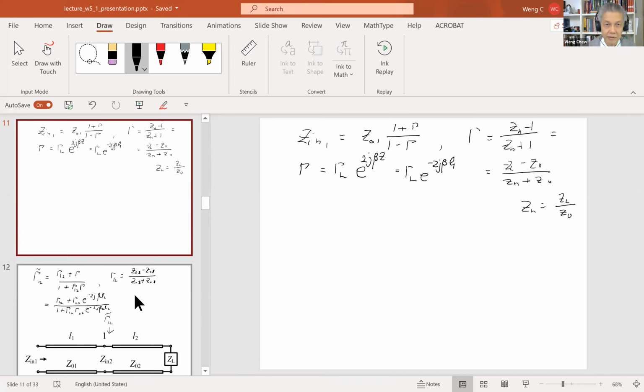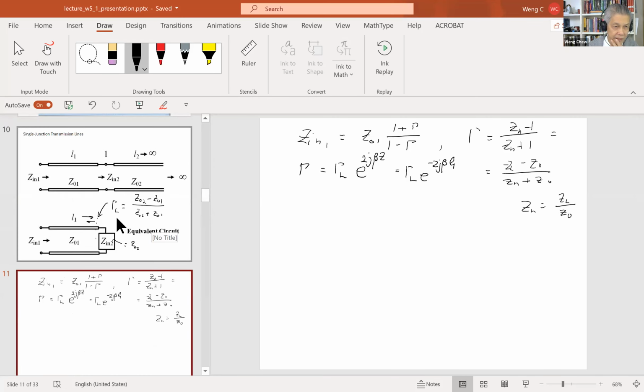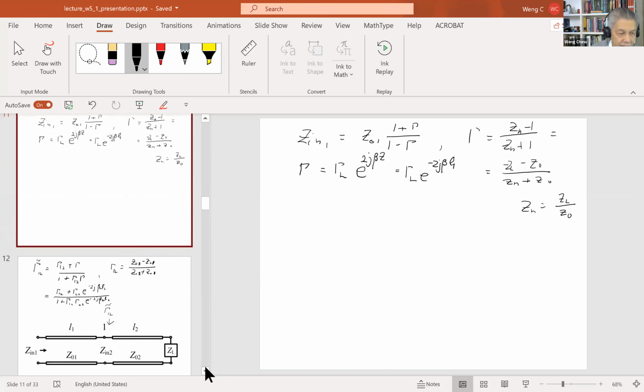So once you know the reflection coefficient, you would be able to know what the load is. There's a relationship between the load and the impedance, and then you can figure out what the impedance here should be. But let's look at the more complicated case, where we have a load connected to the first transmission line in this manner, and then this junction is connected to a new transmission line with a different characteristic impedance.